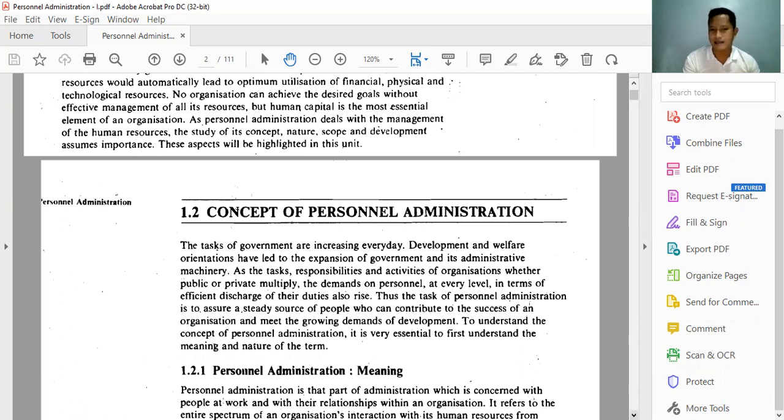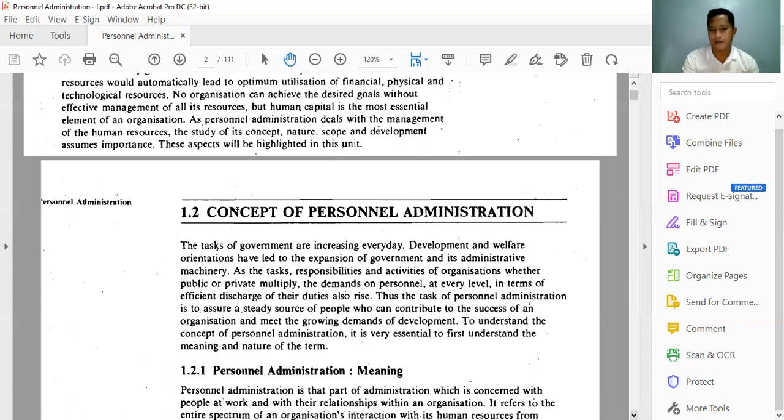As the tasks, responsibilities, and activities of organizations, whether public or private, multiply, the demands on personnel at every level in terms of efficient discharge of their duties also rise. Thus, the task of personal administration is to assure a steady source of people who can contribute to the success of an organization and meet the growing demands of development.